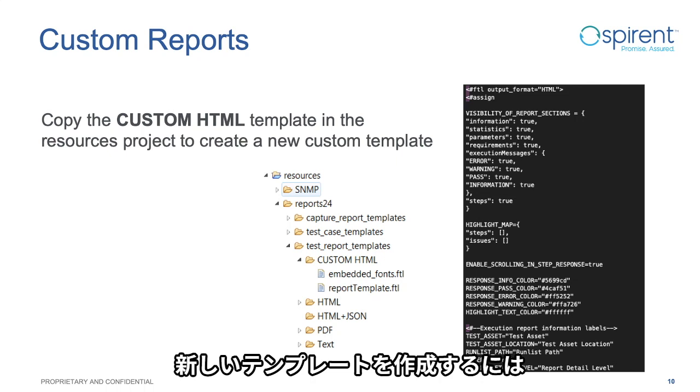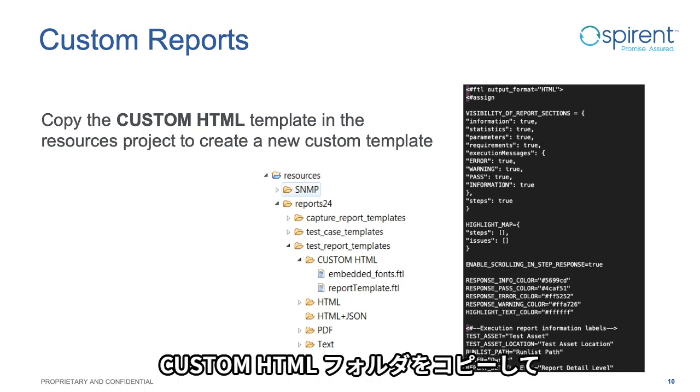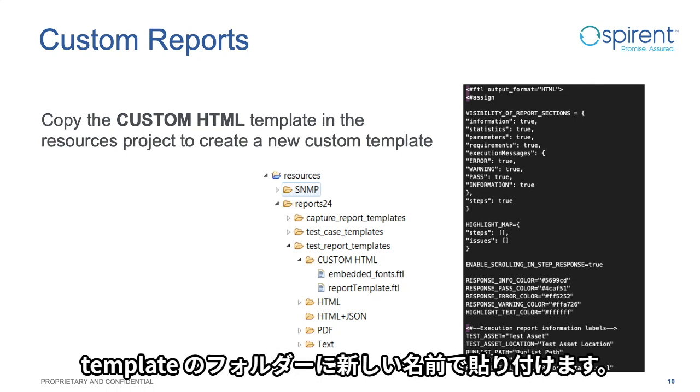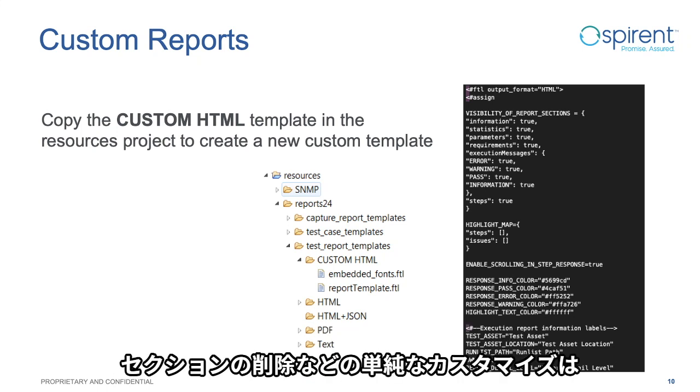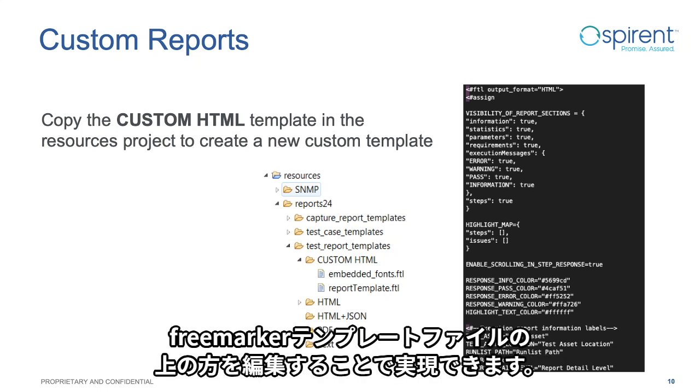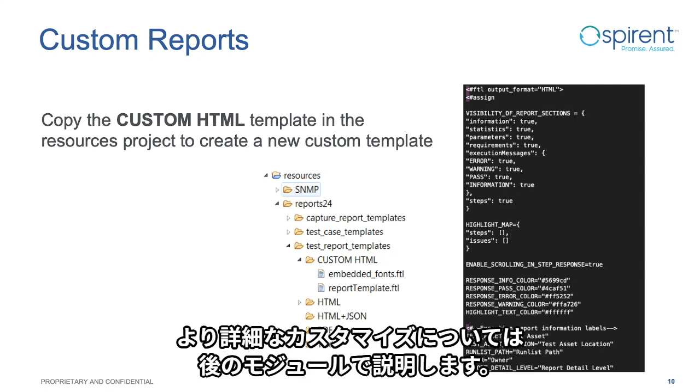To create a new template, simply copy the custom HTML folder and paste it into the test report templates folder with a new name. New templates will automatically show up in the test report export wizard. Simple things like removing sections can be done by modifying the top of the FreeMarker template file. More in-depth customizations are discussed in a later module.